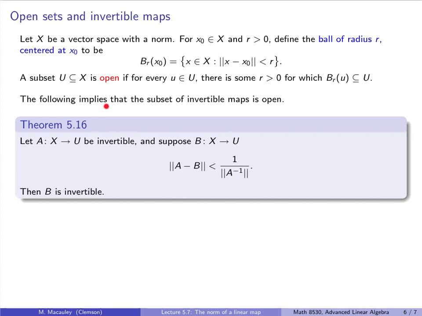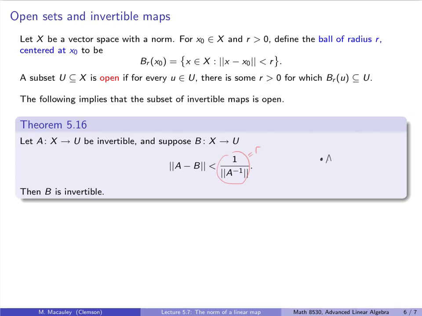I claim that the following theorem implies that the subset of invertible maps is open, even though the language doesn't use the term open. Let's read it, understand it, and draw a picture, and really unpack what this is saying. Suppose A is an invertible map from X to U, and B is some other invertible map that's close to A in norm. So the distance between A and B is less than, so think of this as your radius. Call that R.